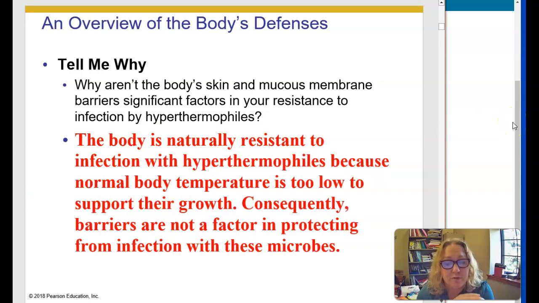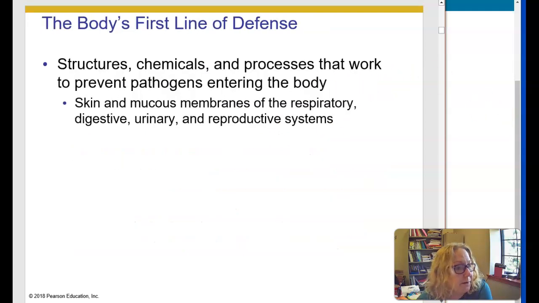So the body is naturally resistant to infection with hyperthermophiles because normal body temperature is too low to support their growth. So these are things that you would see, remember, in like the hot springs or things like that. So consequently, barriers are not a factor in protecting us from infection of these microbes. So that's why we're not talking about that.